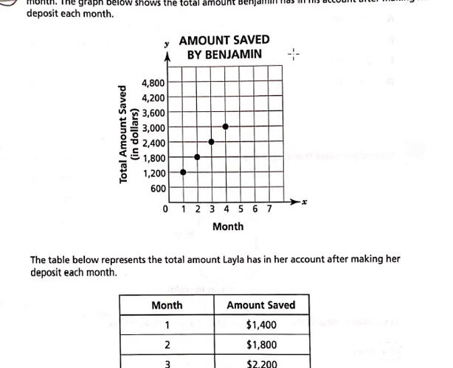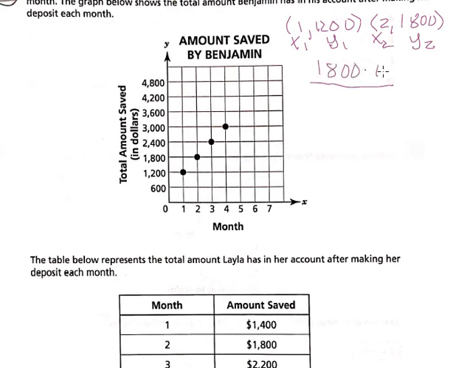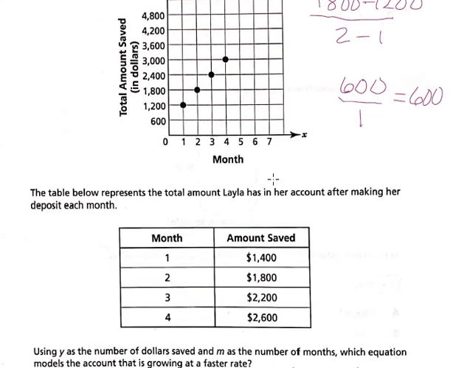So I'm going to take this one, which is (1, 1200), and this one, which is (2, 1800). And I'm going to find my slope using x1, y1, x2, y2. So I do 1800 minus 1200 in the numerator and 2 minus 1 in the denominator. 1800 minus 1200 gives me 600, and 2 minus 1 gives me 1. So the rate of change here is 600.